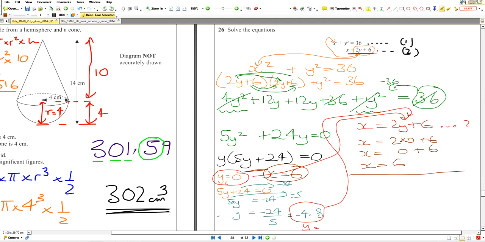So let's choose another color. I'm going to find my pen. Okay, right, let's go purple. Remember, we're going to put y equals 0 in. We've done that just now. Now we're going to put y equals minus 4.8 in there.